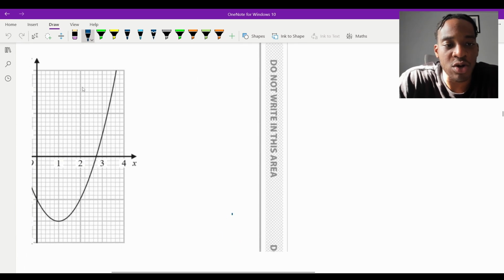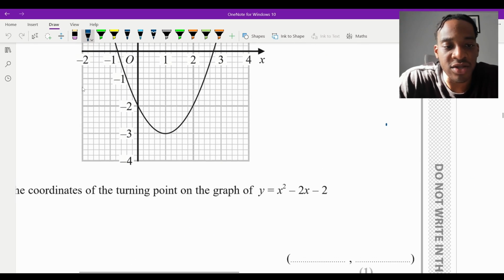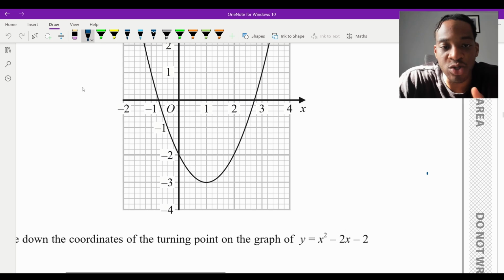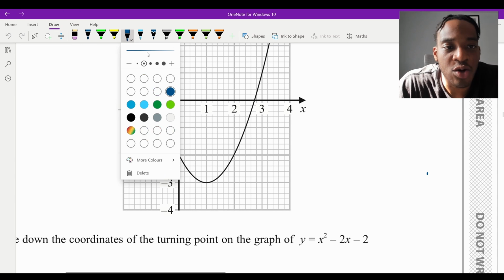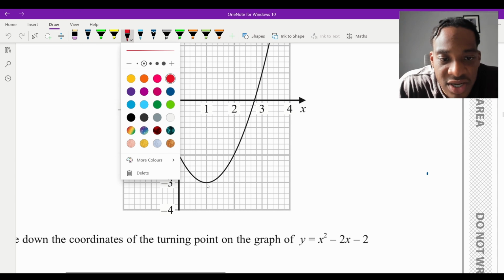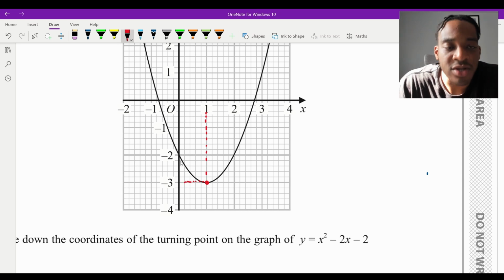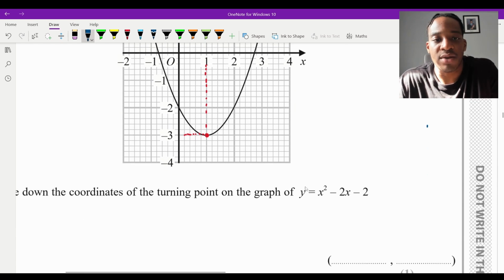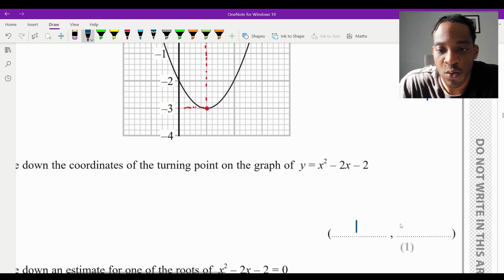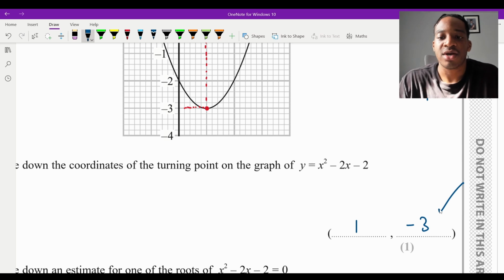So I'm just going to zoom in, and the minimum point or the turning point is just going to be this coordinate right here. And that is where x is equal to 1 and y is equal to -3. So therefore the coordinate is just going to be 1, -3. That's it.